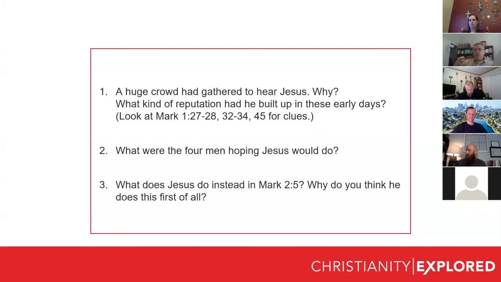And then you say, okay, why would these 4 men have done that? Why was there a large crowd? And then what were the 4 men hoping Jesus would do? Now, the obvious answer is they want him to heal. And so you're getting people to come to their own conclusion on that, as opposed to you just saying, well, the 4 men wanted Jesus to heal. You want them to come to that answer. That's the purpose of these questions.